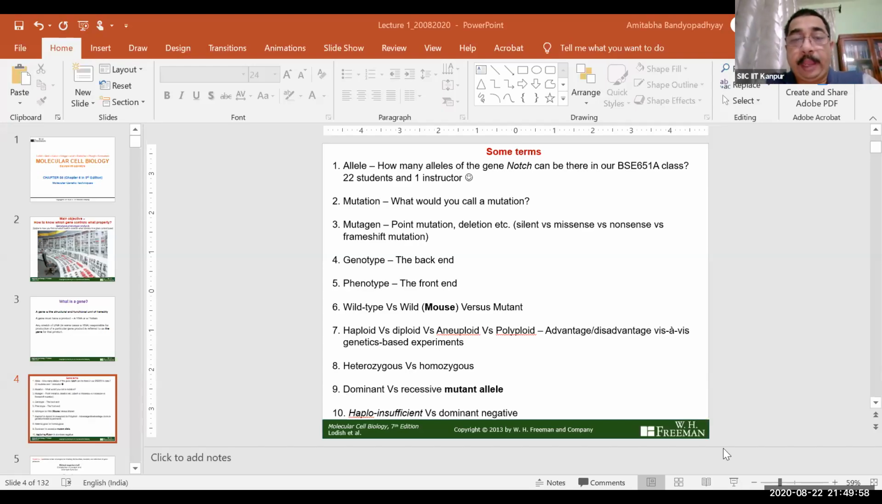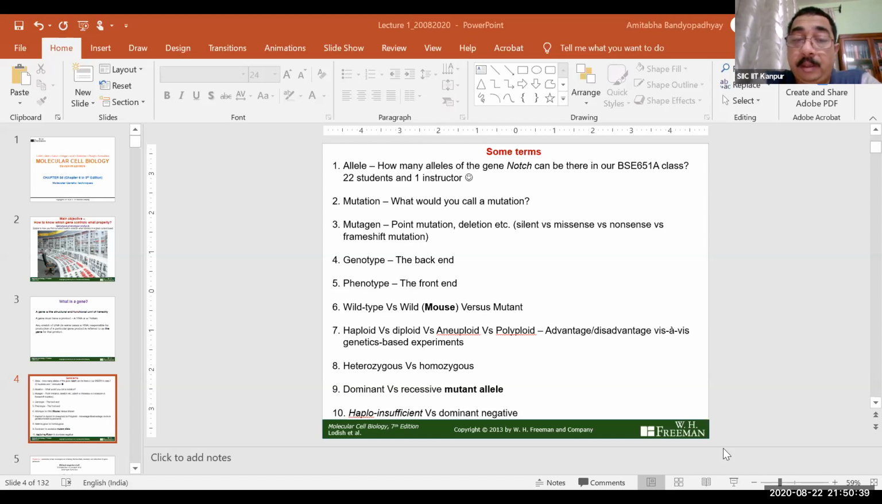Okay, so let us catch up from where we left. Let's start with the definition of genotype and phenotype. In computer parlance, genotype will be the back end and the phenotype will be the front end. Meaning, genotype is the actual sequence of the DNA which dictates how the phenotype will be. Phenotype is everything that is visible, or testable, and phenotype is dependent on what the genotype is.